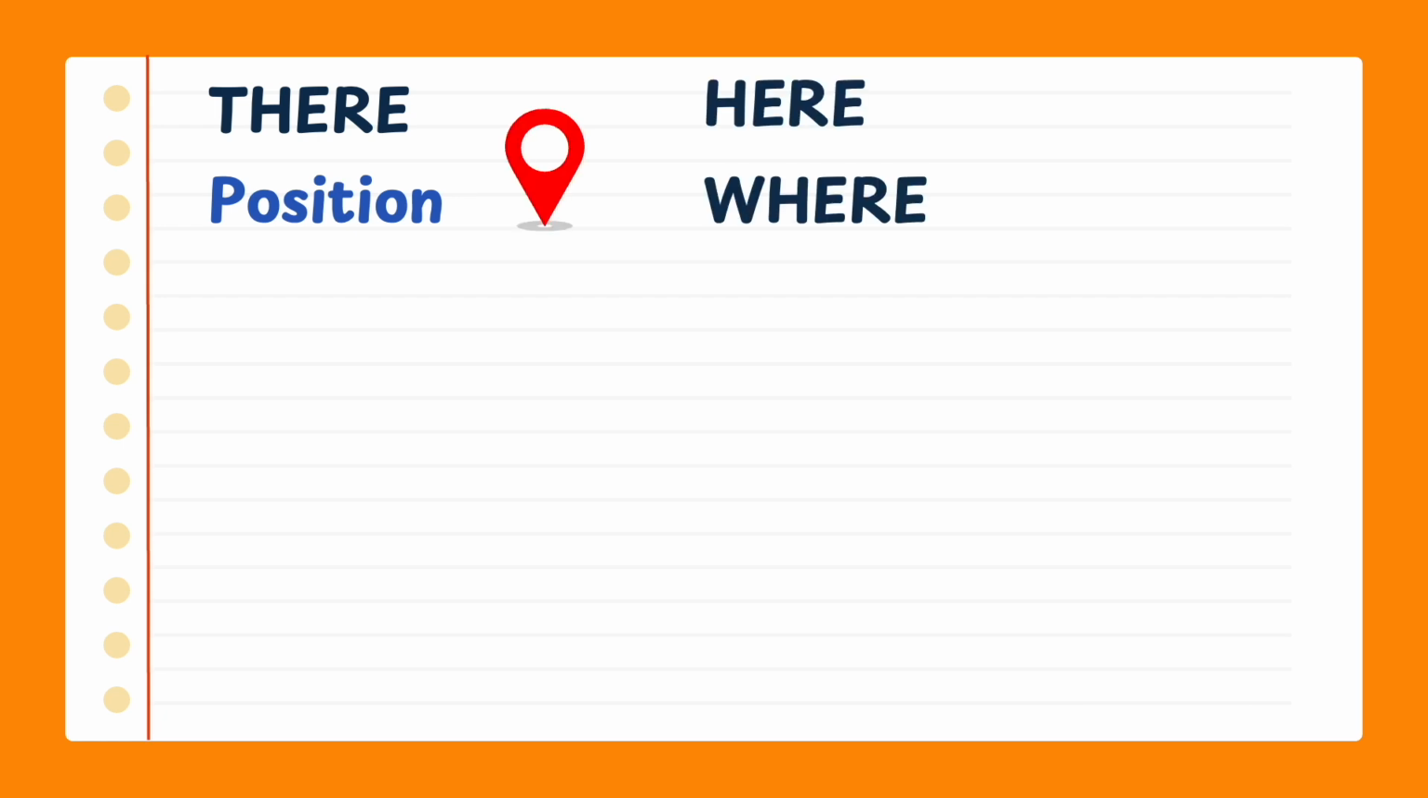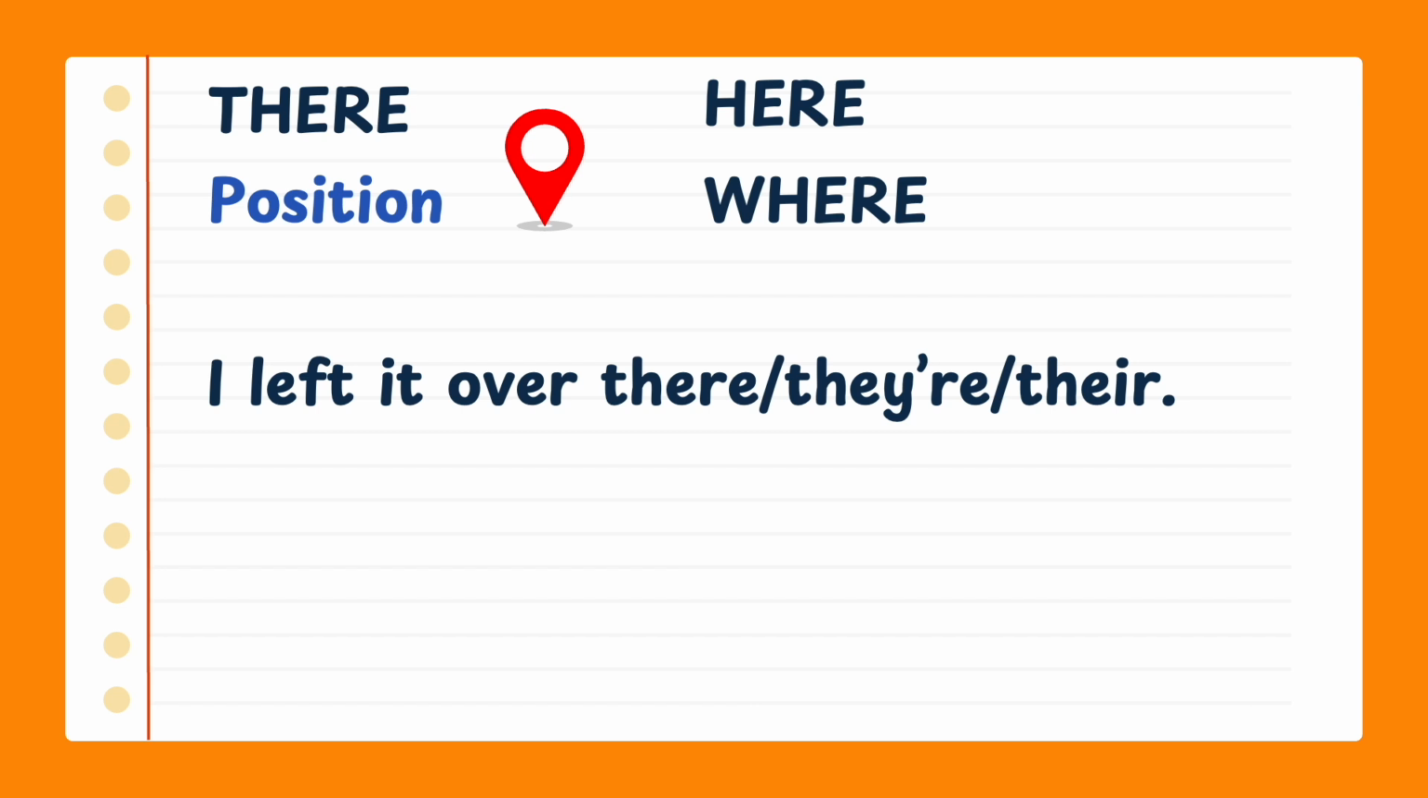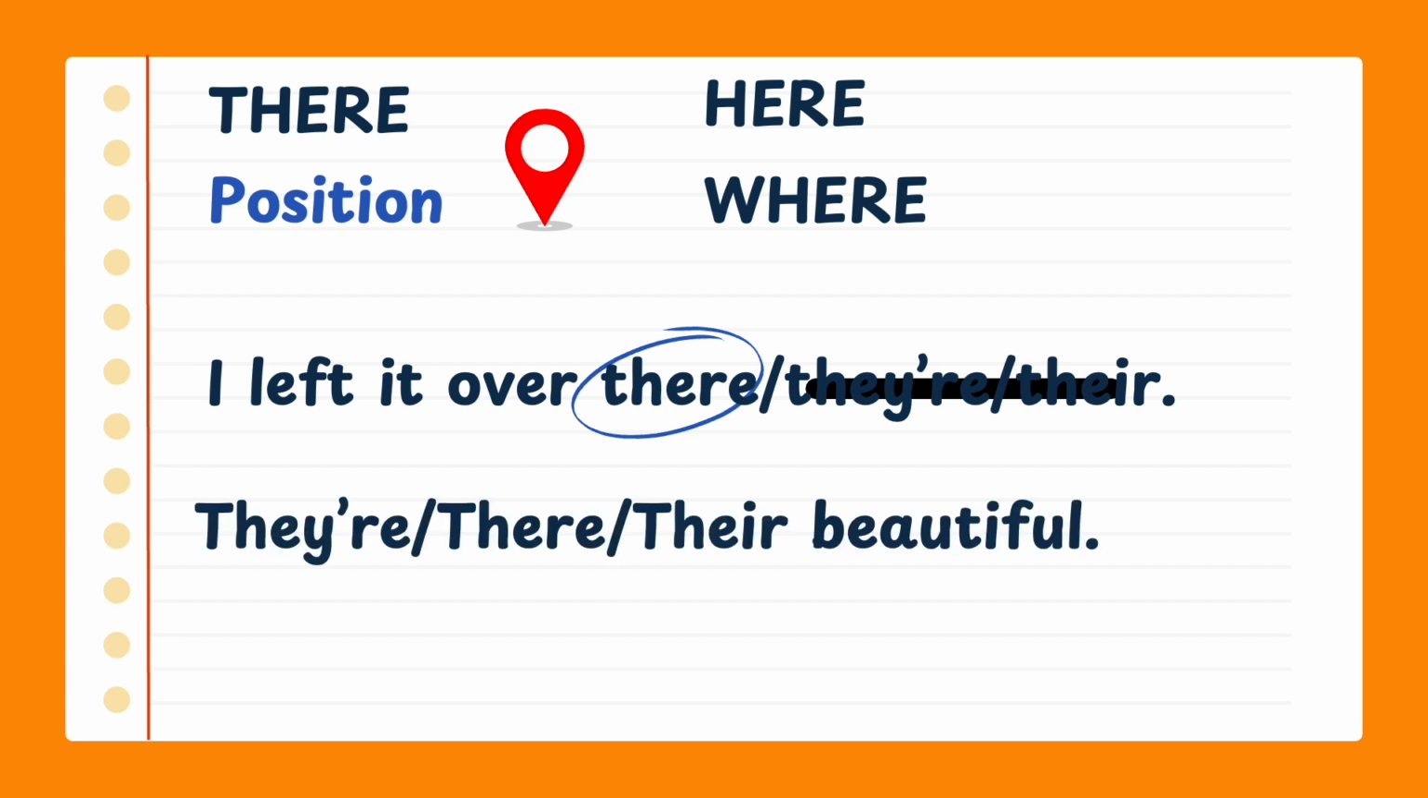As we've seen before, there denotes position and is linked to here and where, as they also talk about position in space. So, if after saying your sample sentence you ask where and there is an answer that would make actual sense, that's the spelling you're looking for. For instance, I left it over there. Where? There. As opposed to, they are beautiful. Where? There. This answer doesn't make any sense.